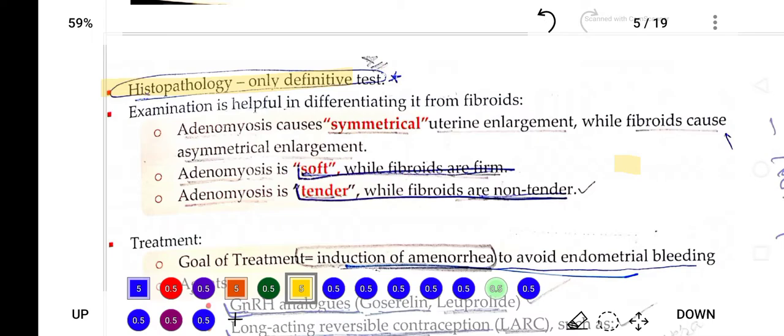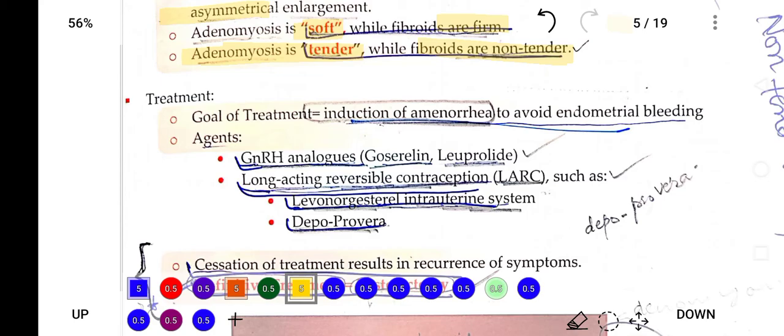In adenomyosis, symmetrical enlargement of the uterus occurs. In fibroids, asymmetrical enlargement occurs. And adenomyosis is soft while fibroids are firm, and adenomyosis is tender and fibroids are non-tender. So in this way we can differentiate adenomyosis from fibroids.